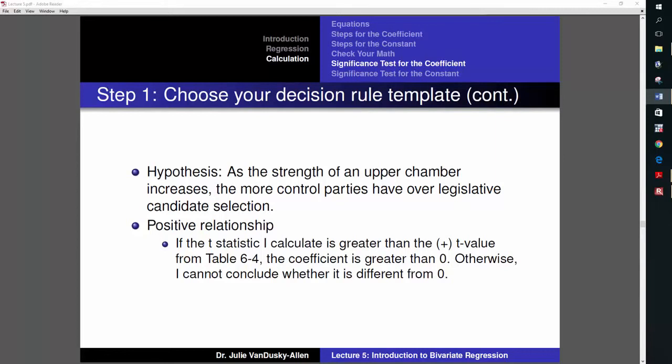So the first step in determining whether this coefficient is greater than 0 is choosing our decision rule template. We choose our template based on our hypothesis. Since we expect a positive relationship between our independent and dependent variable, we choose the following decision rule. If the t-statistic I calculate is greater than the positive t value from table 6.4, the coefficient is greater than 0. Otherwise, I cannot conclude whether it is different from 0.